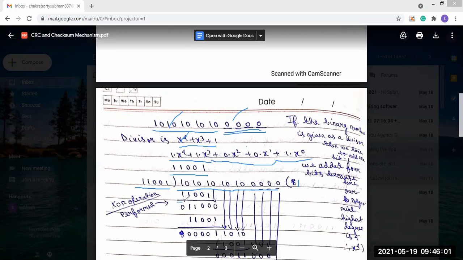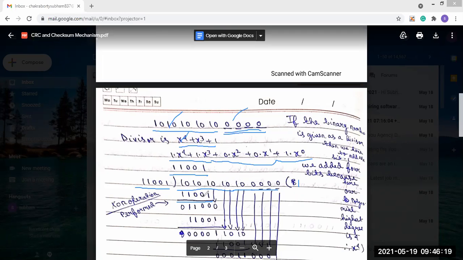11001. This will be given. Now we will perform the XOR operation. So we know in XOR operation, if 2 bits are same, then 0. If 2 bits are different, then 1. So here you can see 1, 1. This is the same bit.